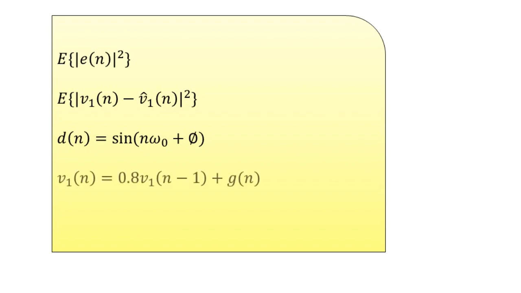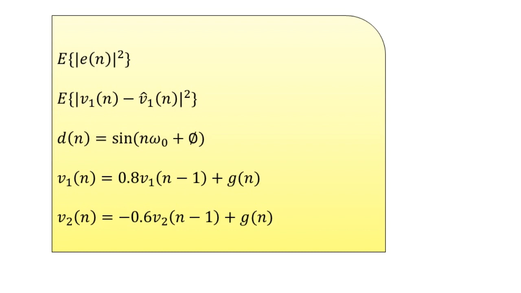Here v1 of n is equal to 0.8 times v1 of n minus 1 plus g of n, whereas v2 of n is equal to minus 0.6 times v2 of n minus 1 plus g of n, with g of n being a zero mean, unit variance white noise random process, which is uncorrelated with the desired signal d of n.